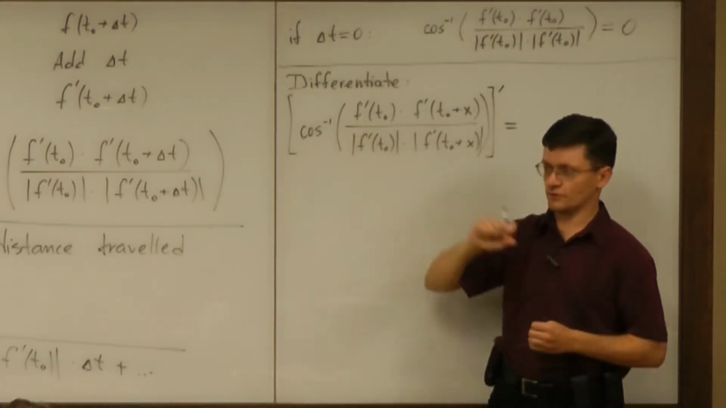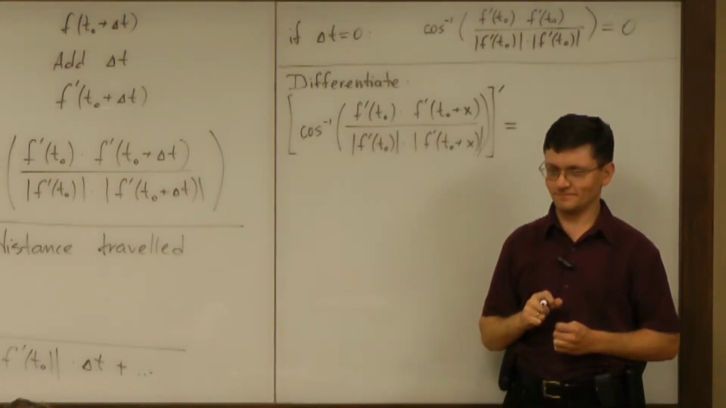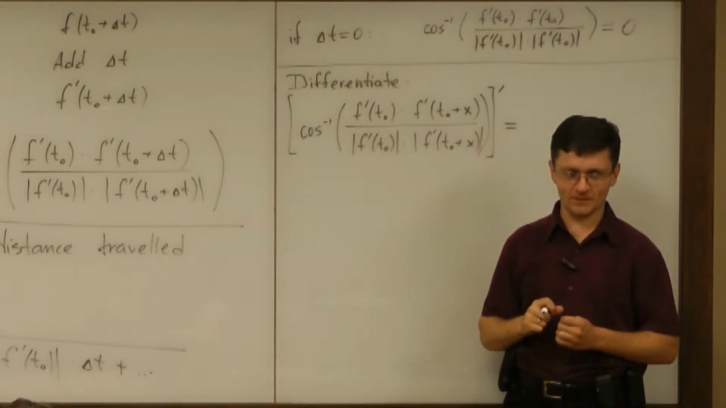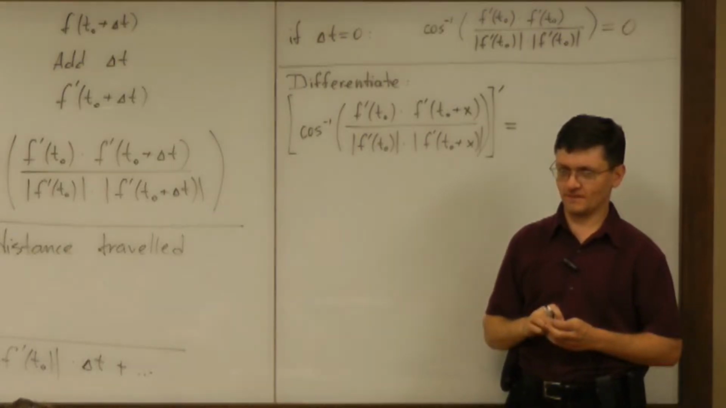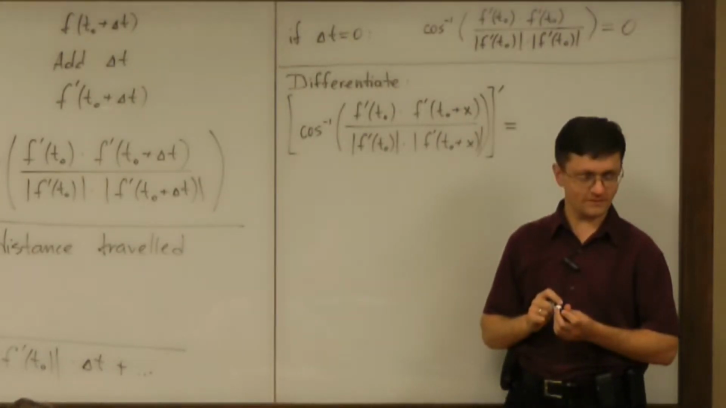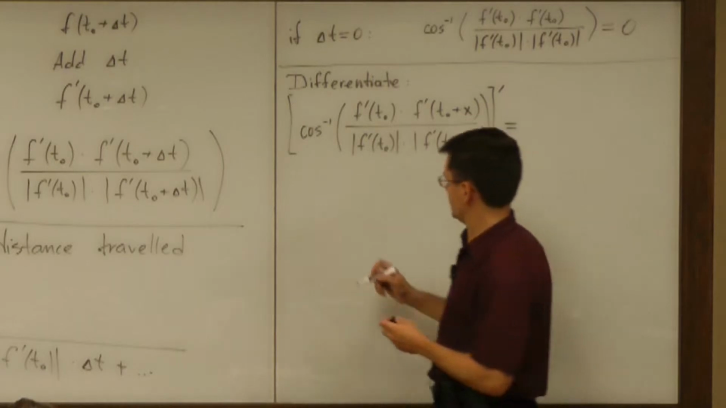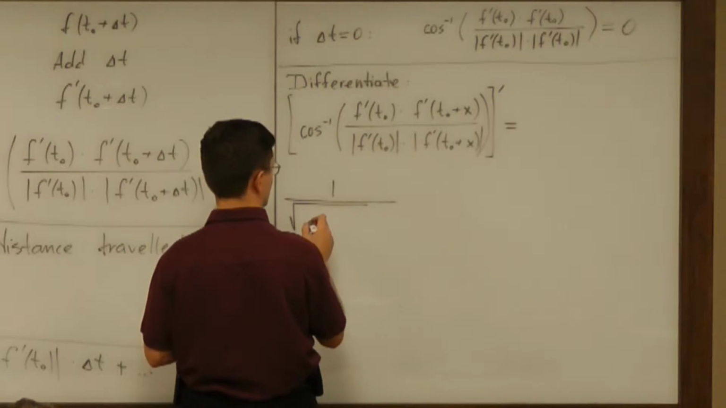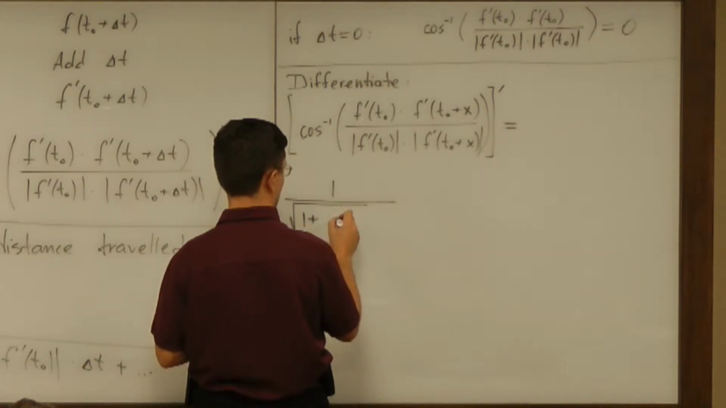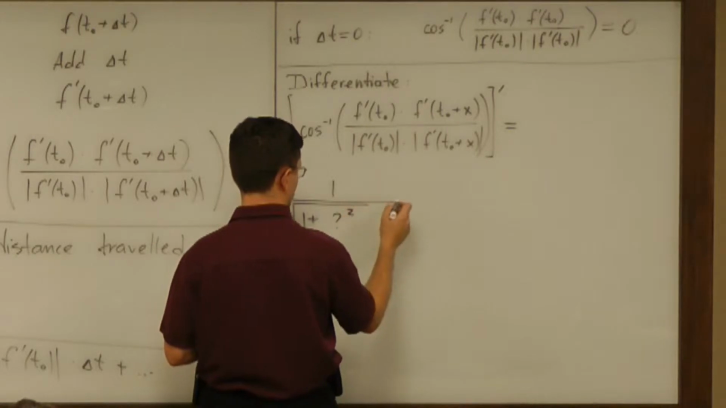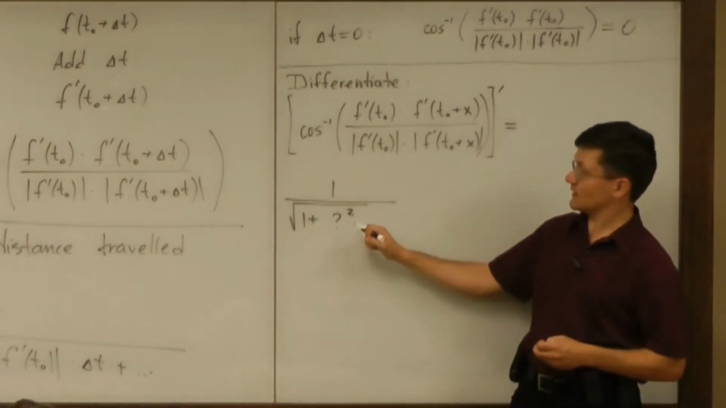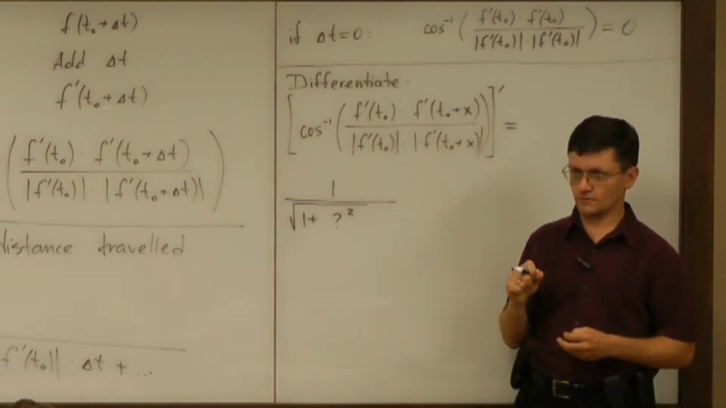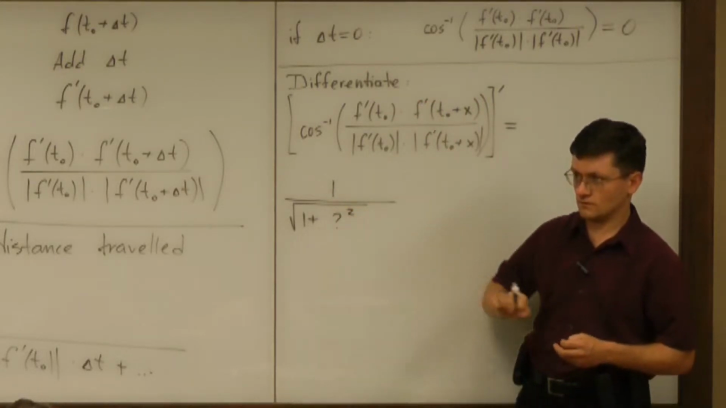I have to differentiate cosine inverse. Now tell me please, what is the derivative of cosine inverse? Does anybody remember? 1 divided by square root of... It is 1 divided by square root of 1 plus x squared. So 1 plus, let's say, question mark squared. Because that should not be x, that should be the whole fraction, right? That's what I have to substitute into that argument.